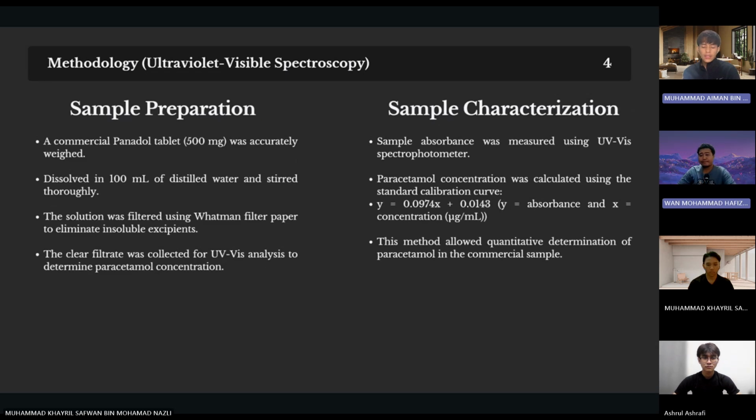For UV analysis, 500 mg of Panadol tablet was accurately weighed and dissolved in 100 ml of distilled water. The mixture was stirred, then filtered using wet filter paper to remove insoluble excipients. The clear filtrate was collected for analysis. Paracetamol concentration was determined by measuring the sample absorbance and comparing it to the calibration curve with the equation y equals 0.0974x plus 0.0143.